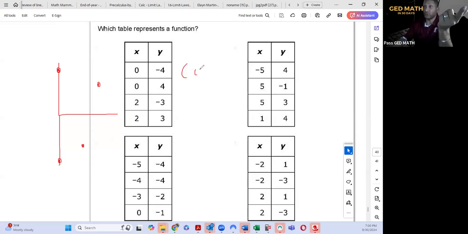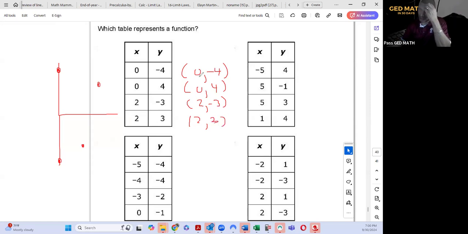Now, this is also 0, comma, minus 4. This is 0, comma, 4. This is 2, comma, minus 3. And this is 2, comma, 3. For every x, there's only one y.